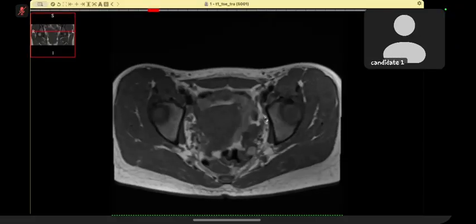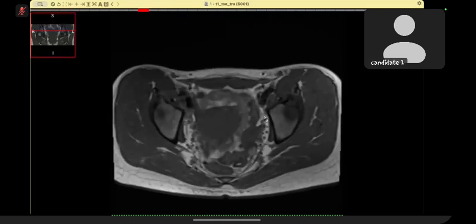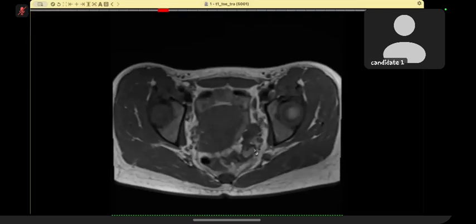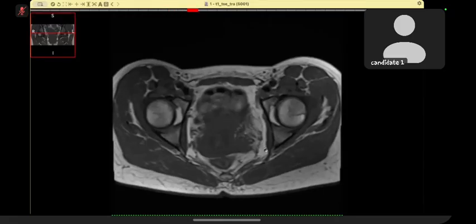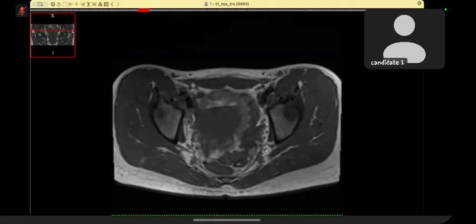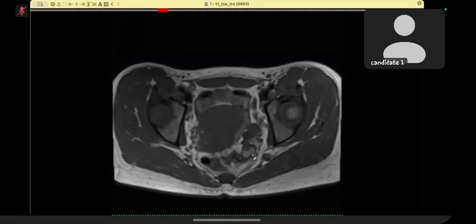Yeah, on T1 weighted image, the left ovarian follicle, the cyst which showed fluid, the blood fluid level shows hyperintensity on T1 weighted sequence, suggesting hemorrhagic component within. And this will be classical of endometriotic cyst.